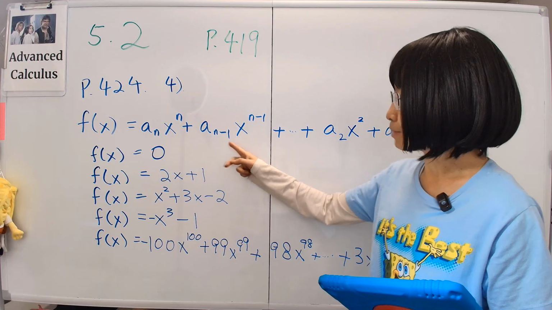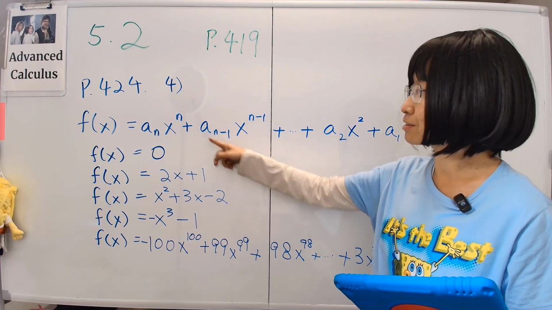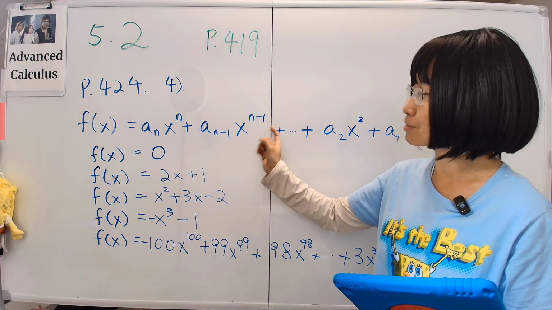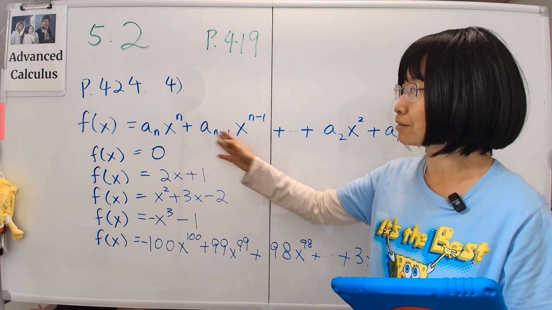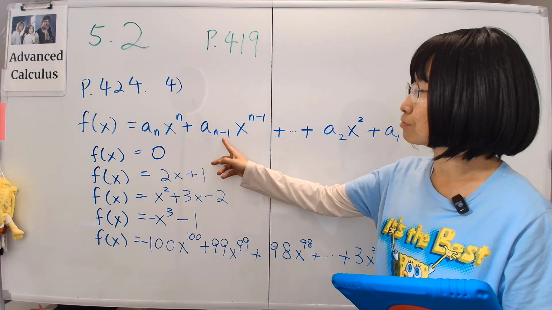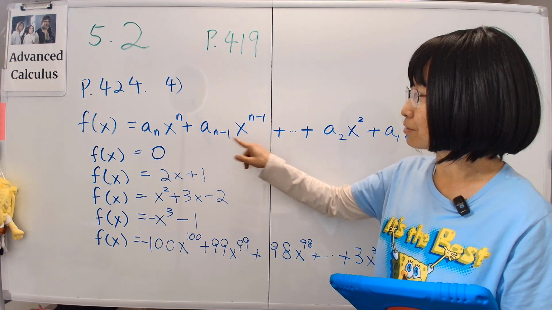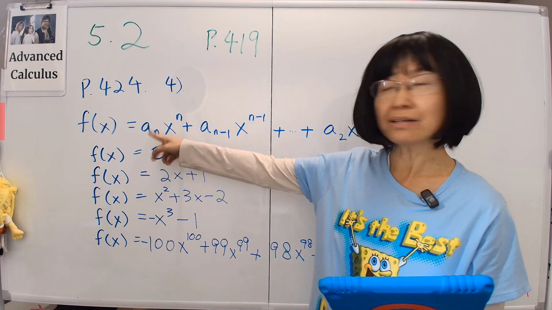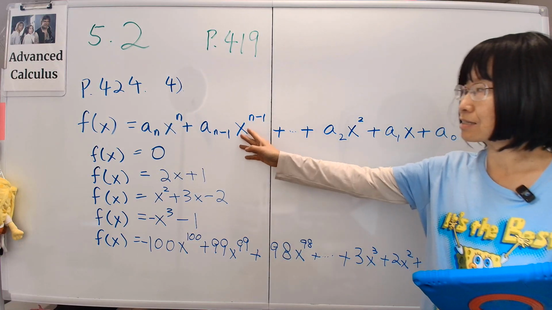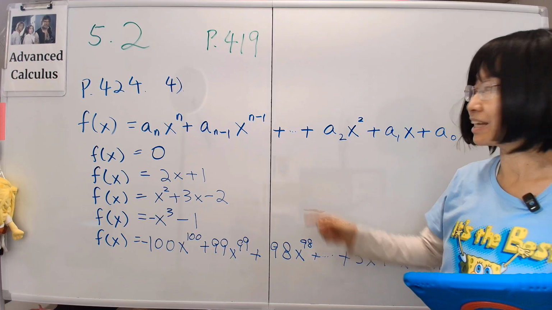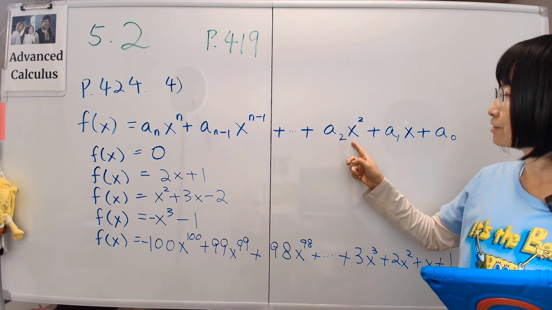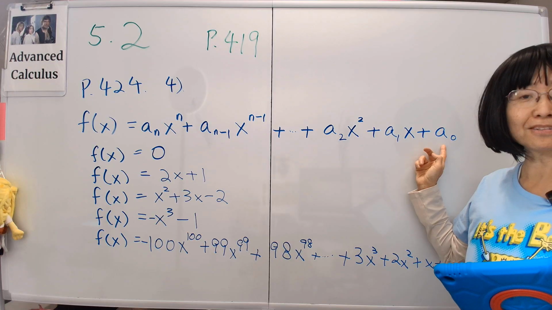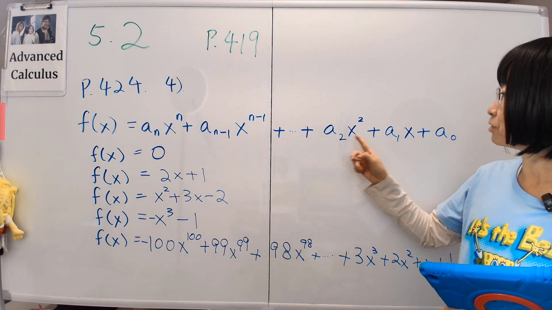And similarly, a_(n-1) is the next term in the polynomial where x is now one power less. That's why it's called n minus 1. And then a_(n-1) is whatever number is in front of x to the power n minus 1, and a_n is the number in front of x to the power n. So the x power goes down one step at a time, okay, until we finally get down to a_2 times x squared, and then a_1 times x, and then a_0, which has no x, because we ran out and there is no more.